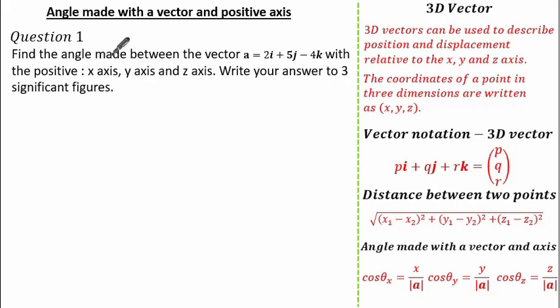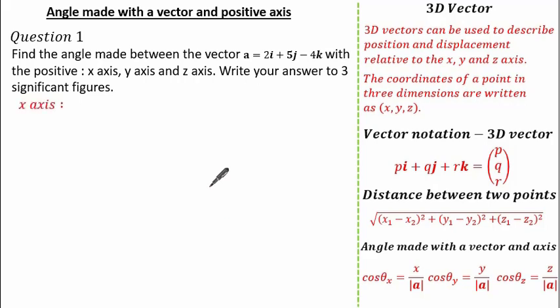Here the question wants us to work out the angle made between the vector A, given as 2i plus 5j minus 4k, with the positive x, y and z axes. And we're asked to write our answer to 3 significant figures. See if you can give it a go and press pause if you need. Well done. So let's give this a go.